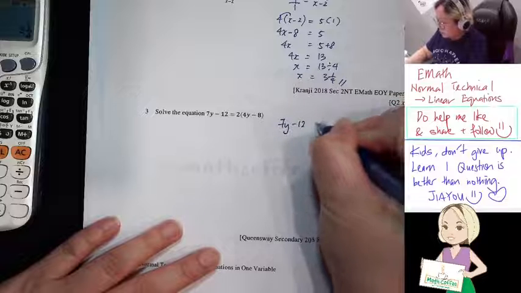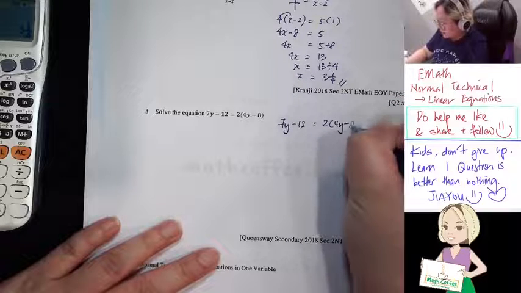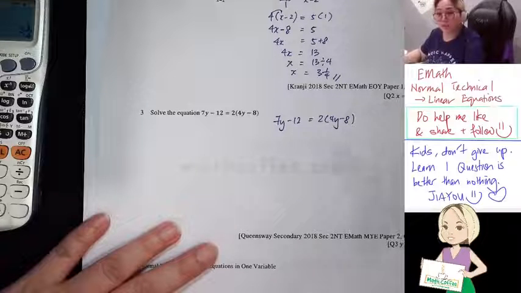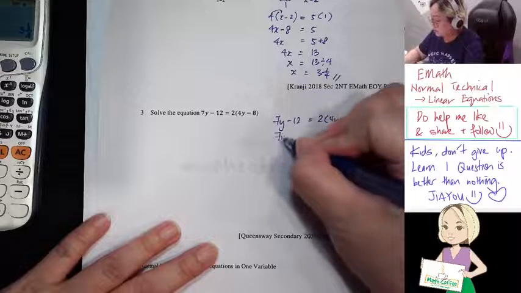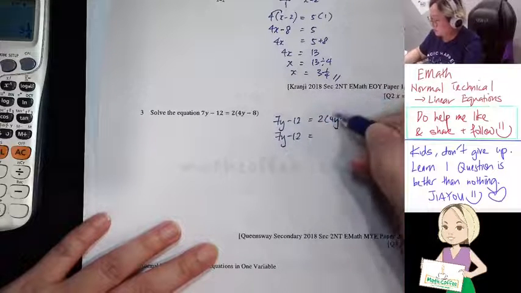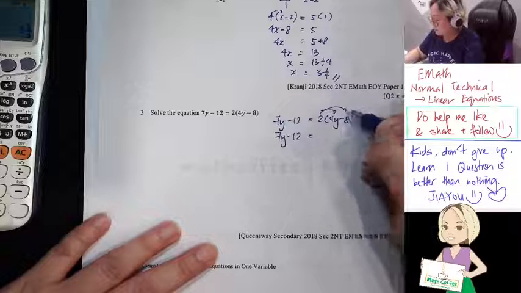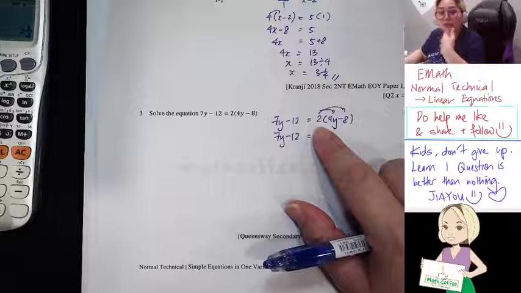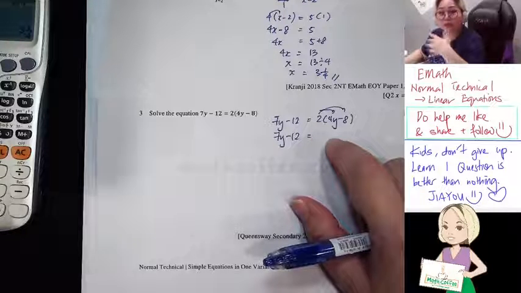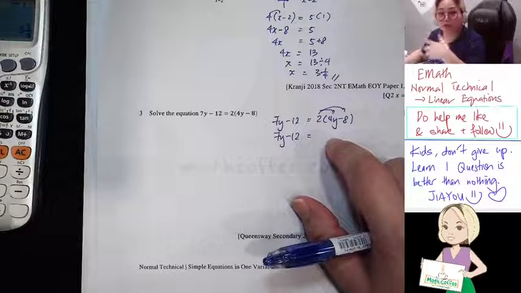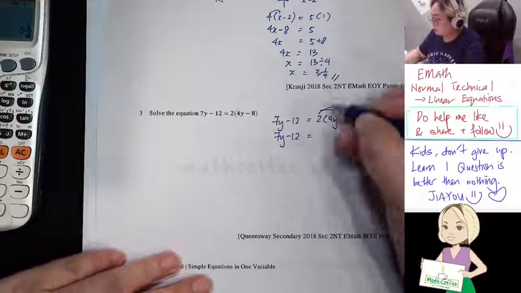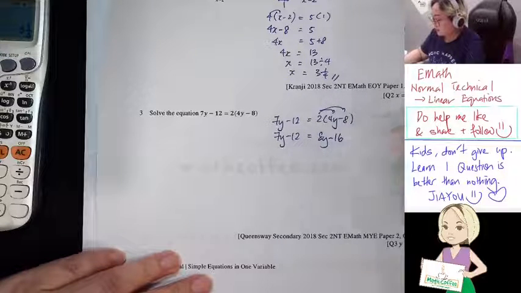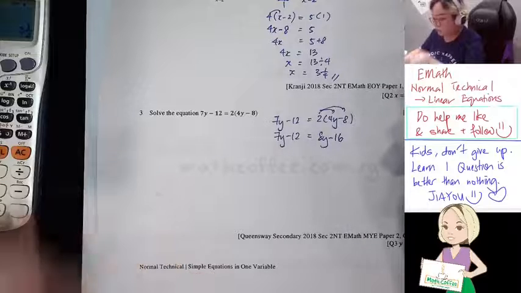7y minus 12 equals to 2 times (4y minus 8). So always settle the rainbow first. So 7y minus 12, keep first. Now we're going to rainbow this side. So take note, only when you're learning the rainbow can you write the arrow. But as you get more seasoned with doing the expansion, you don't need the arrow there. So 2 times 4y, I get 8y. 2 times negative 8, I get minus 16.